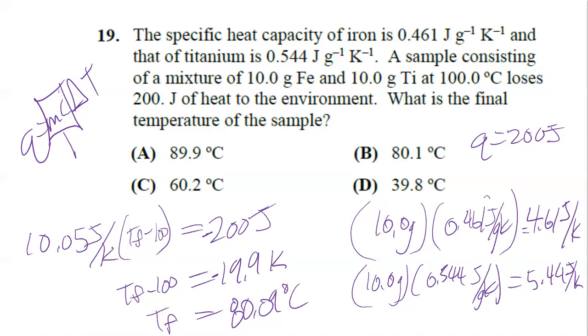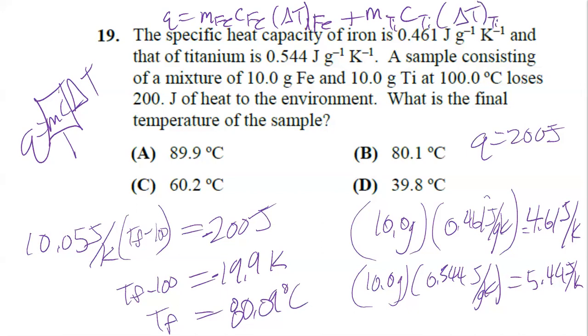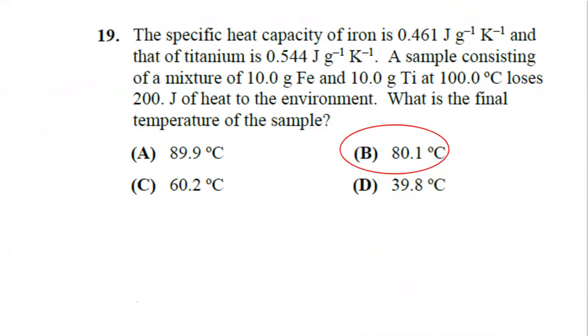You could have also done it as a series of two equations. So Q is M iron, C iron, delta T iron, plus M titanium, C titanium, delta T titanium. And then you'll find out that the delta T's have to be the same because we are starting at the same initial temperature and ending at the same final. But I find my way to just be a little bit easier. It's less math that I have to consolidate down.